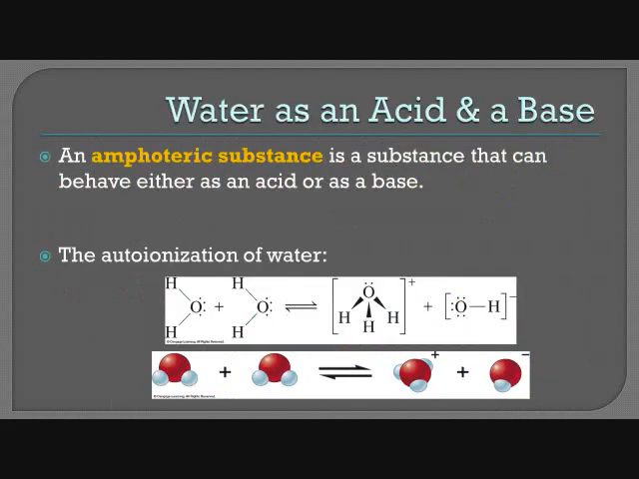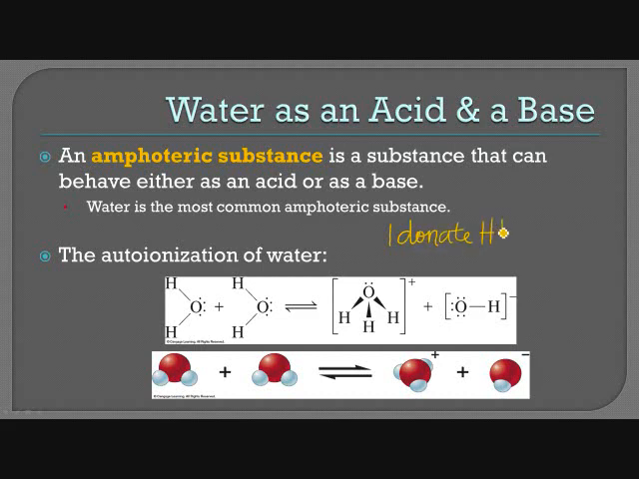Water is very special. We say it's amphoteric because it can act as an acid or a base. Water is the most common amphoteric substance that we know about. And that's because if you have the autoionization of water, where you have two water molecules combining together, one of them will donate the H+, and one will accept the H+. Now, do I know which one really in real life does that? No. But when we do that, we create our hydronium, and then what's left over from one of the waters would be the hydroxide ion.